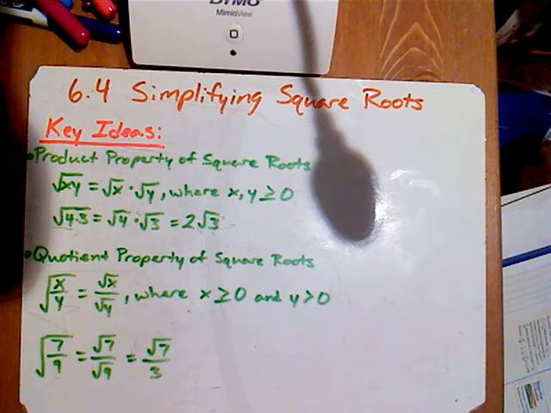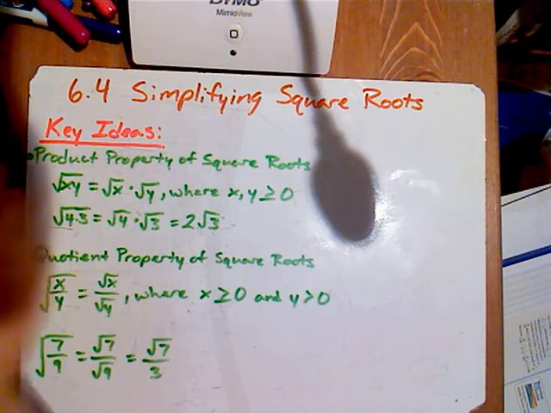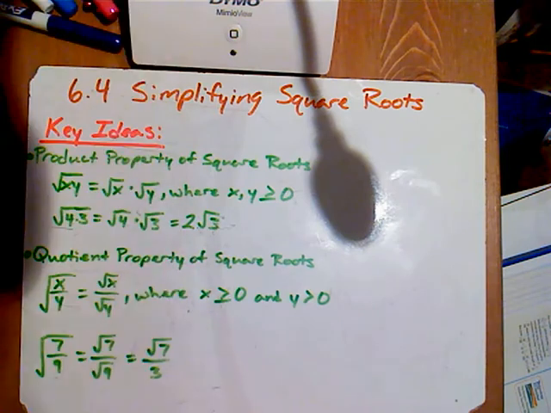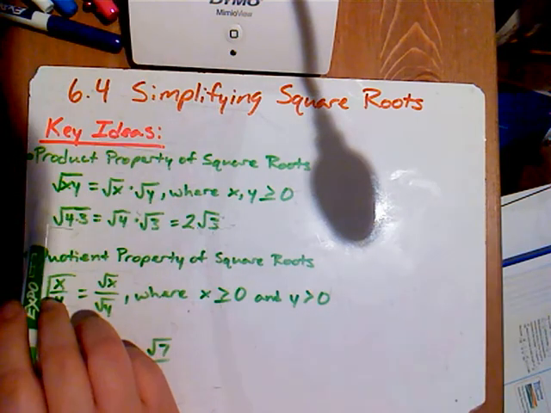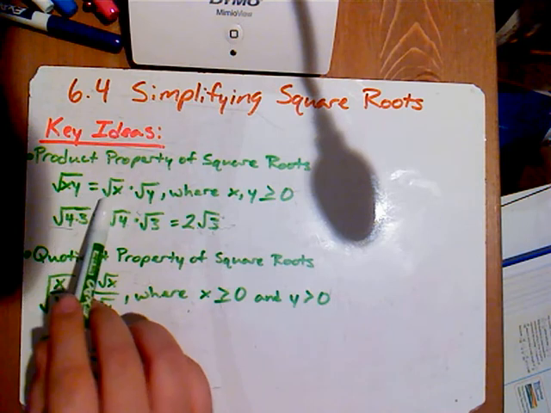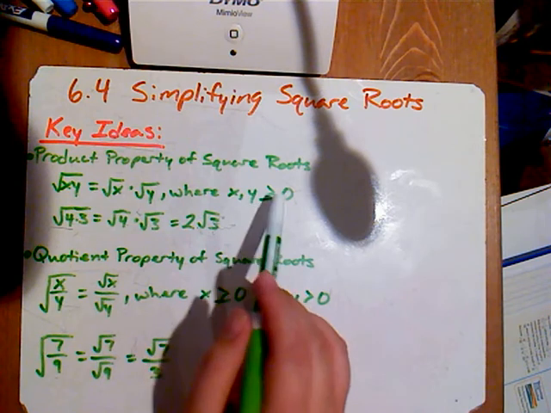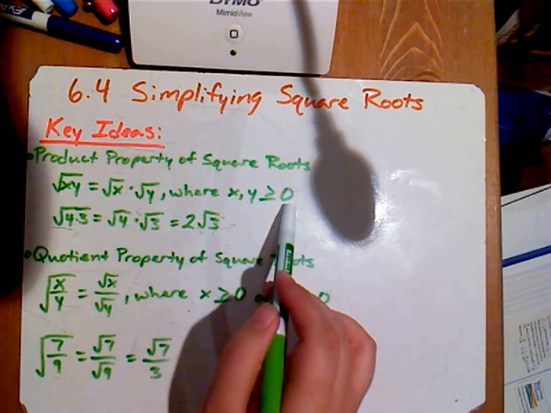Alright, in today's lesson we are going to be continuing with Chapter 6, going over Lesson 4, Simplifying Square Roots. Two of the key ideas for this lesson are the product property of square roots, where the square root of x times y equals the square root of x times the square root of y, where x and y are greater than or equal to 0.